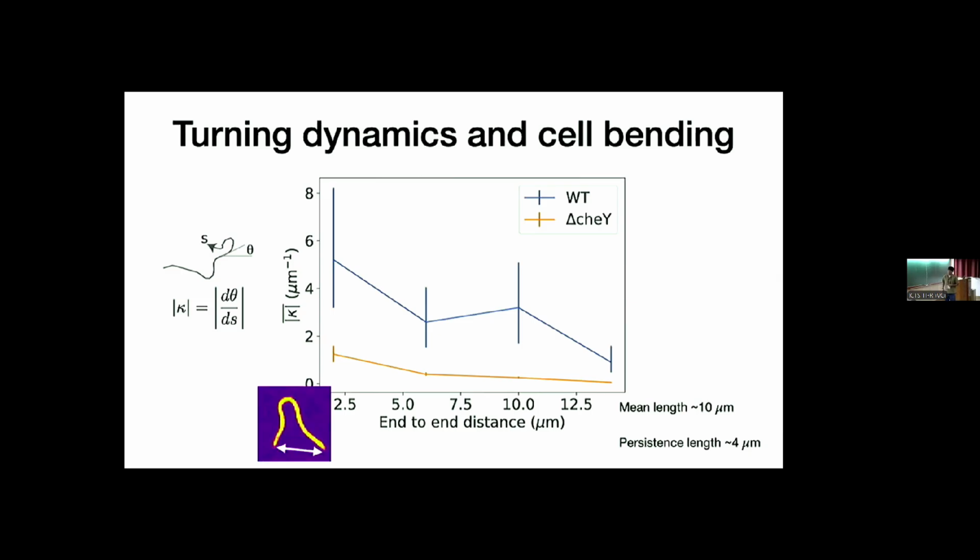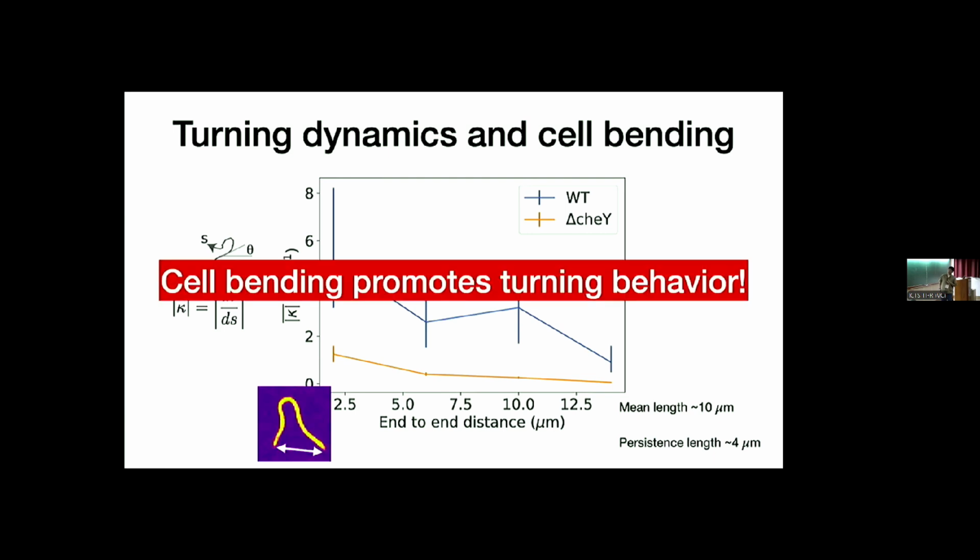So from this, cell bending promotes the turning behavior. But we notice that this is only the case for the wild type, not for the delta KY.